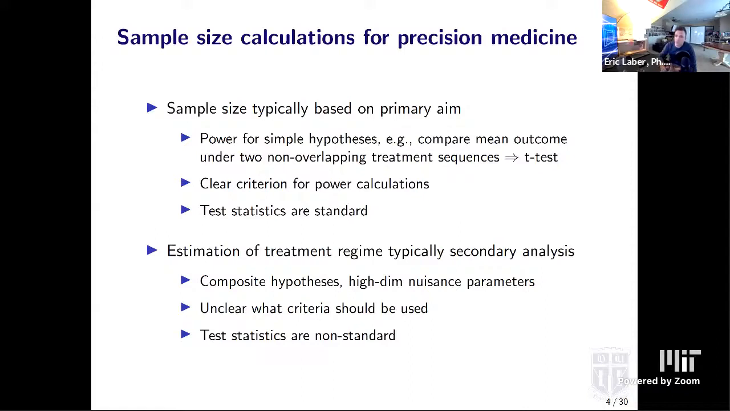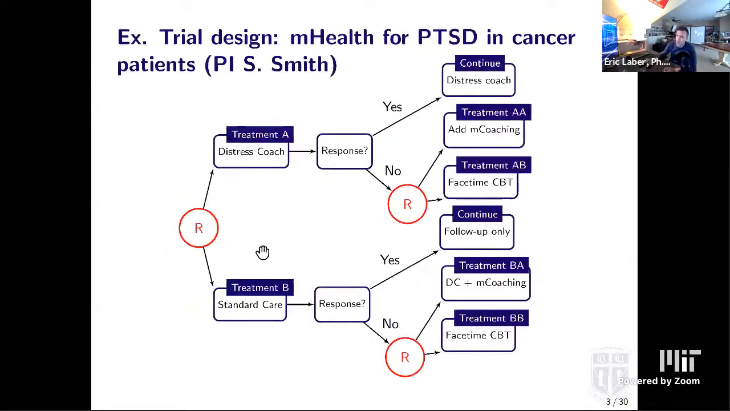Sort of the classic way this was developed, and this has a lot to do with just the history of getting these sequential trials adapted in practice, is that sample sizes are typically based on some very simple primary comparison. So it might be to compare the mean outcome under two non-overlapping treatment sequences. When I say non-overlapping, I mean they're disjoint groups of patients. So it might be give the distress coach and then mobile coaching if they don't respond. That's one. And a second might be standard of care and then FaceTime CBT if you don't respond, right? So those two trajectories have no patients overlapping.